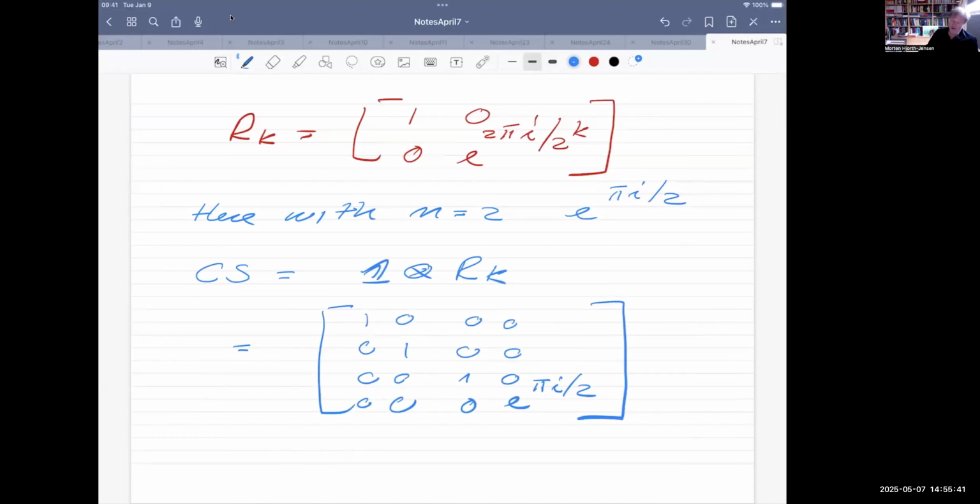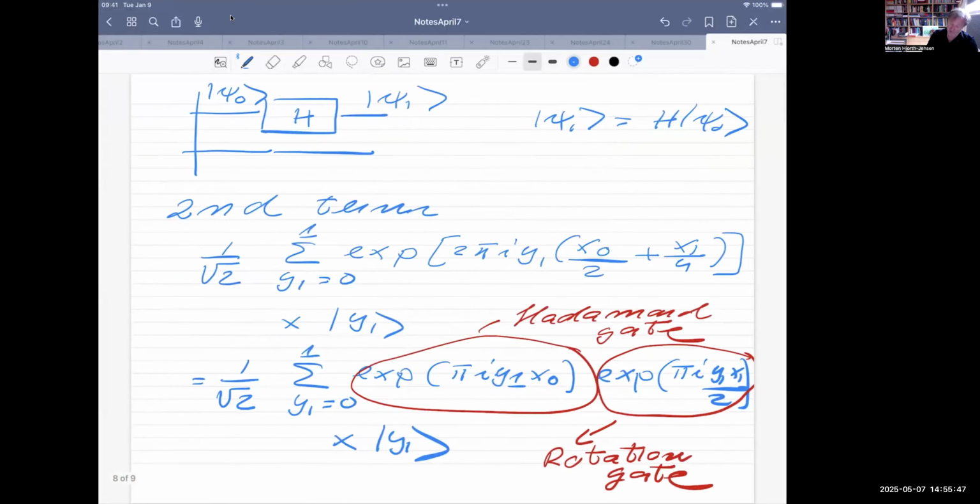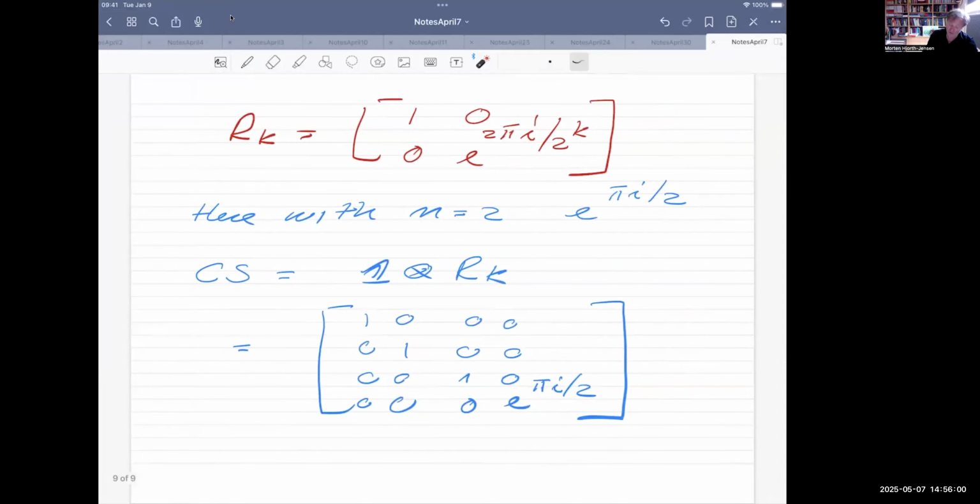So that would be the control S gate. Now, finally, what we will also have is an operation on the second qubit, which is going to be given by a standard Hadamard gate. So this last term, which you see here, will simply take the form of the identity matrix, which acts on the first qubit, multiplied with a Hadamard gate.